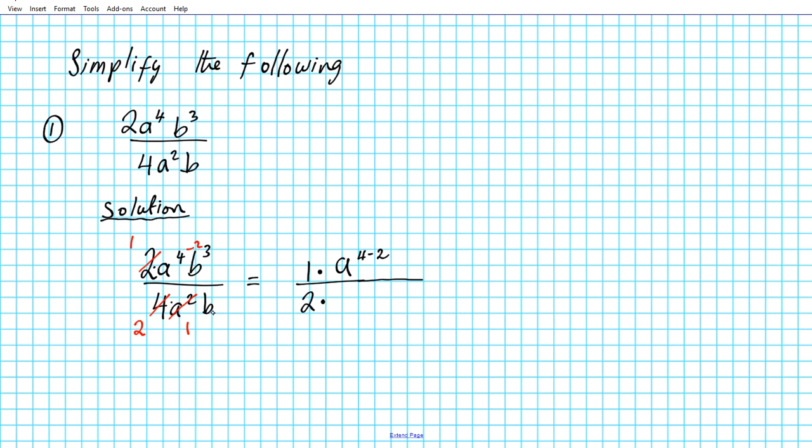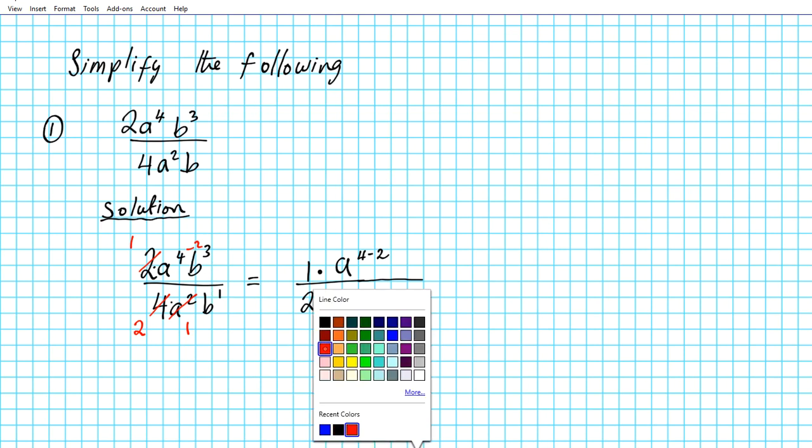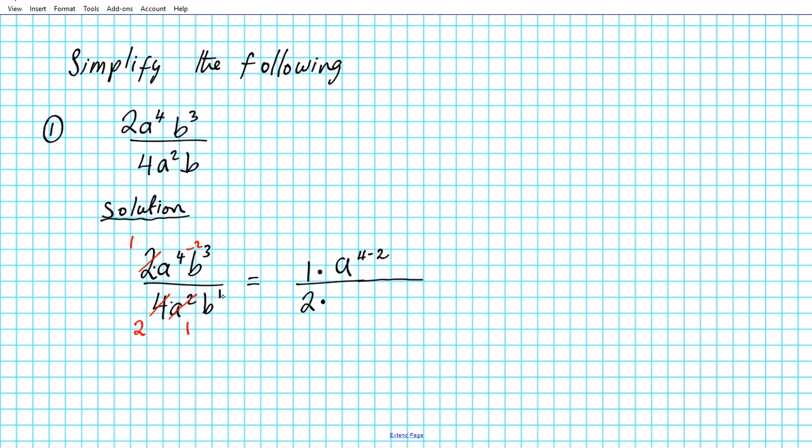Now let's take a look at the b's. This b has no exponent, so the default exponent is going to be 1. Since these two have identical bases, we're going to look at the powers and ask which one is bigger. The numerator exponent, base b, has a bigger power. So we're going to subtract the power of the smaller from the bigger. To avoid making mistakes, we're going to divide out b to the 1 from the denominator. That's going to be 1.